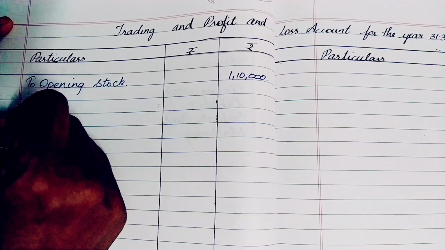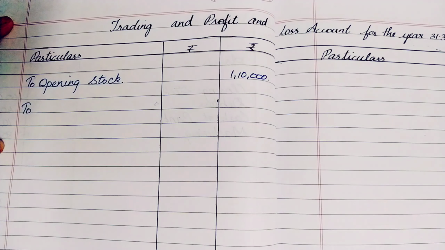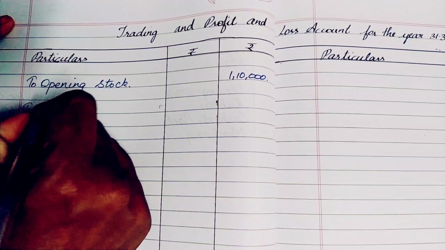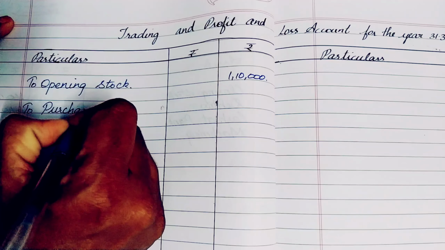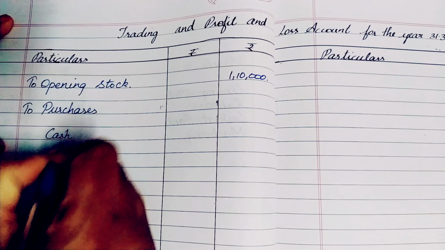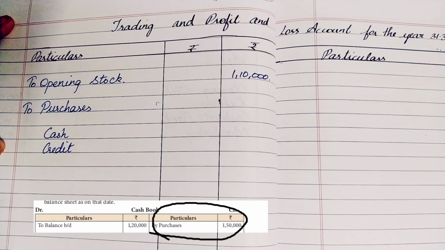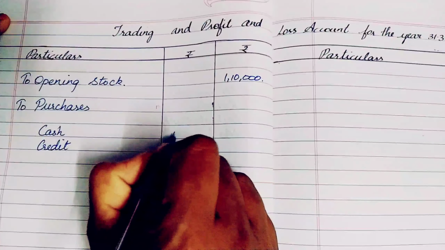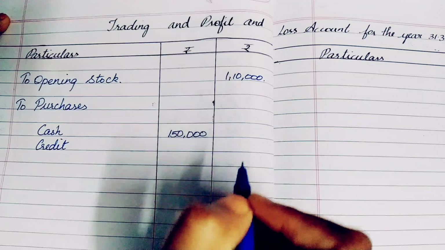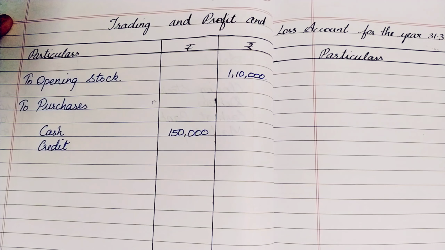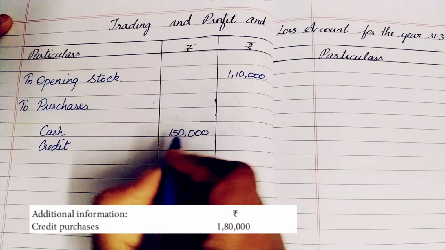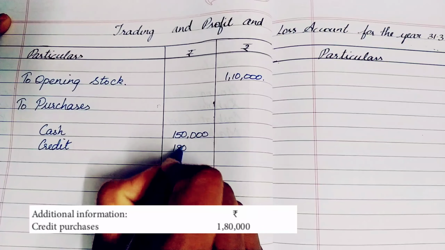Next in line is the purchases. In this particular sum, we have cash purchases from the cash book and credit purchases from the additional information. So I'm going to give the heading as to purchases and give the details as cash and credit beneath it. My cash purchases from the cash book, credit side, by purchases, they've given as 1,50,000. I'll write it in the inner column so that I can add it up and write the gross amount in the outer column. Next, in the additional information, they've given me credit purchases as 1,80,000. When I add this up and write it in the outer column, it is 3,30,000.